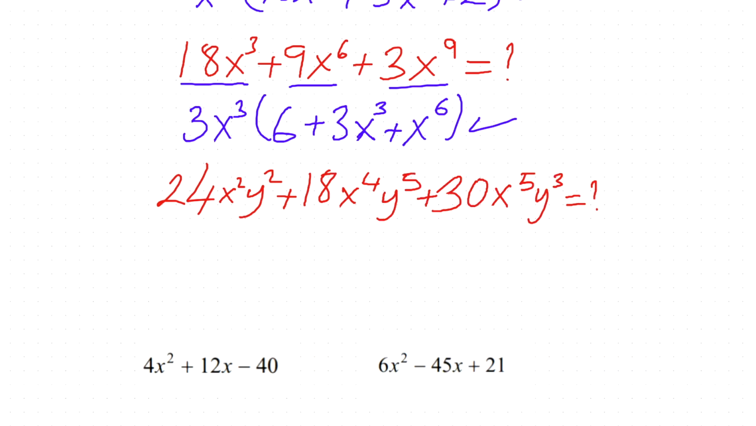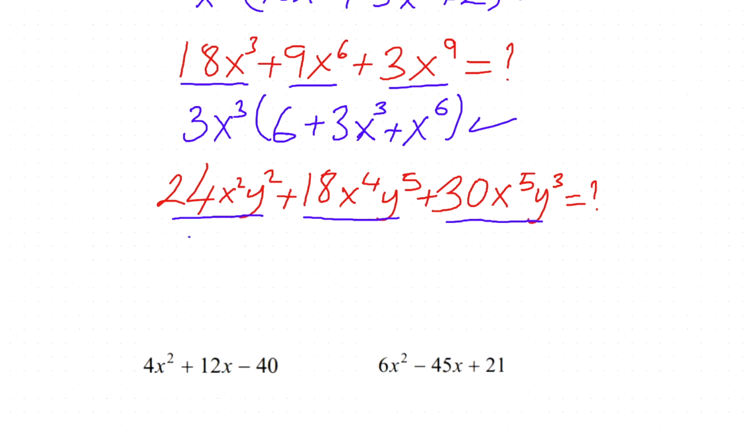In the first term, we have 24. 18x to the power of 4 and y to the power of 5 is the second term, and the last one we have 30 times x to the power of 5 and y cubed. 24, 18, and 30. What's the greatest common factor? They all have 2 in common. You can also say that they all have 3 in common, but the greatest common one is 6.